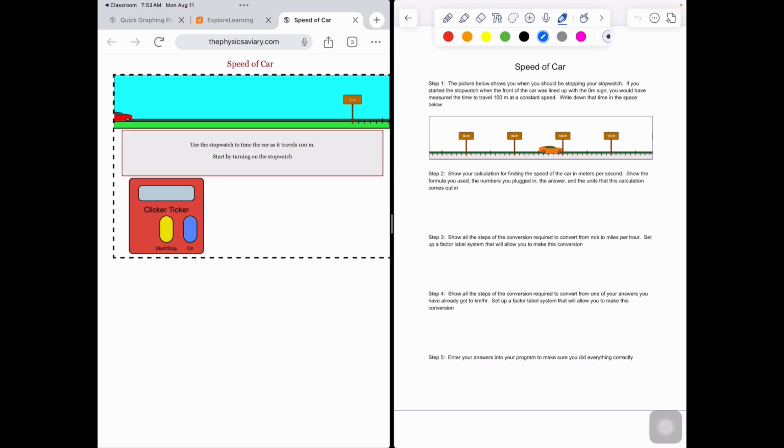Let's go ahead and press the on button, and I'll go ahead and time my car. You go ahead and time your car that it takes to travel 100 meters. Now you're going to press the start when the front end of the car hits 0. Okay, just give it a second, it'll start on its own. There we go. Oh, mine's moving very slow. And when the front end of your car hits 100 meters, go ahead and press the stop button, which is the same as the start button.